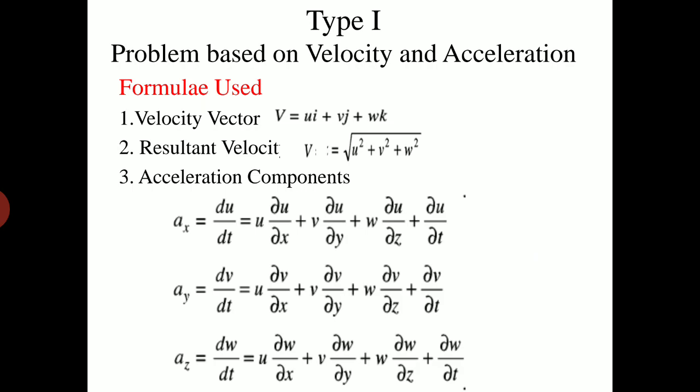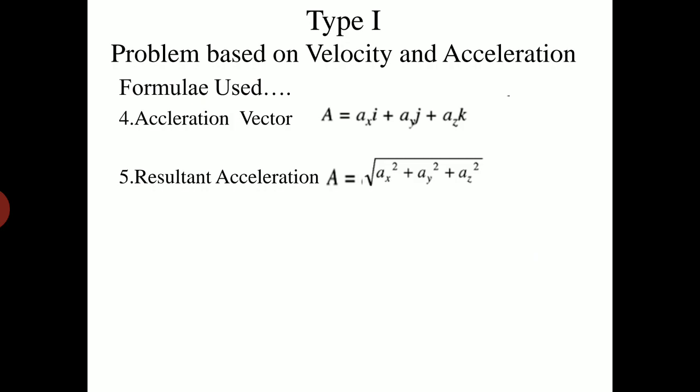whereas the acceleration in the z direction is given by u ∂w/∂x plus v ∂w/∂y plus w ∂w/∂z plus ∂w/∂t. So these are the various acceleration component formulas. The next is the acceleration vector, that is a is equal to ax i plus ay j plus az k. Finally, the resultant acceleration is found with the formula a is equal to under root of ax square plus ay square plus az square.